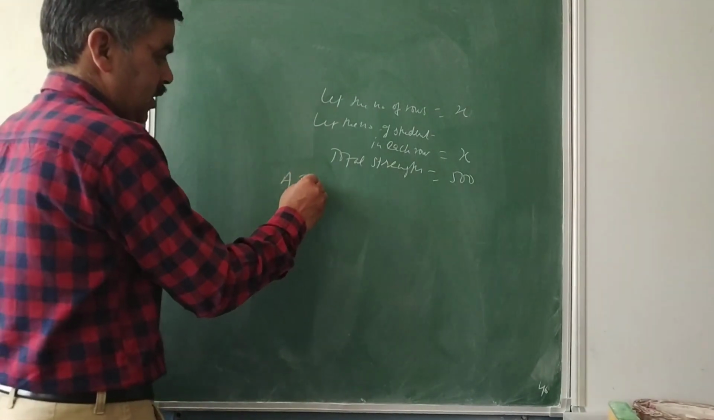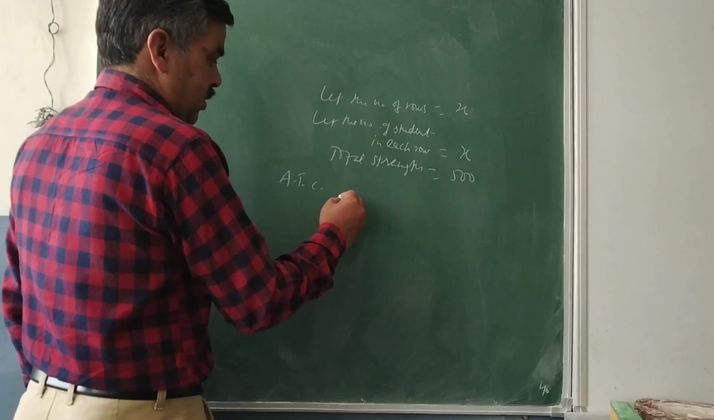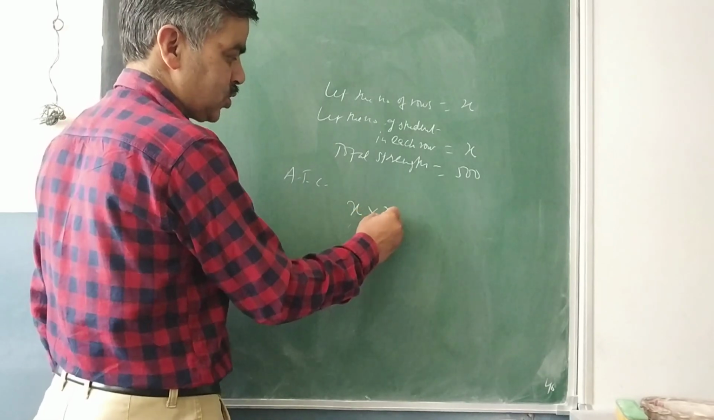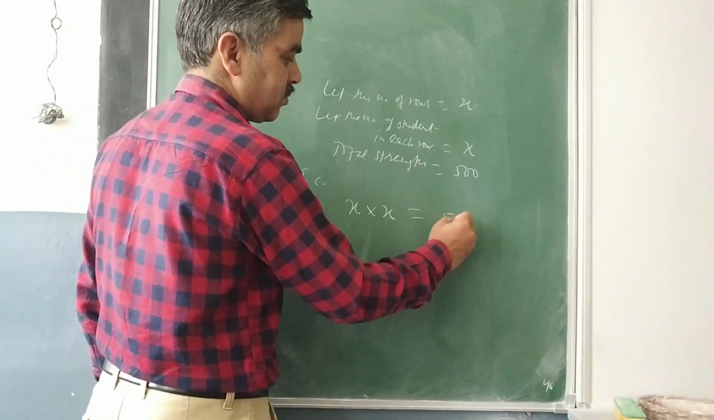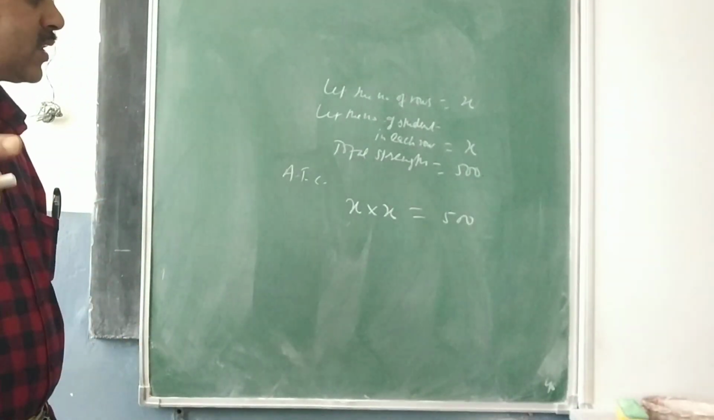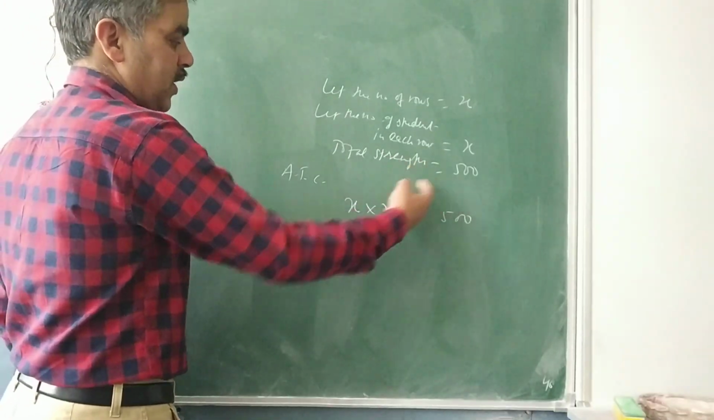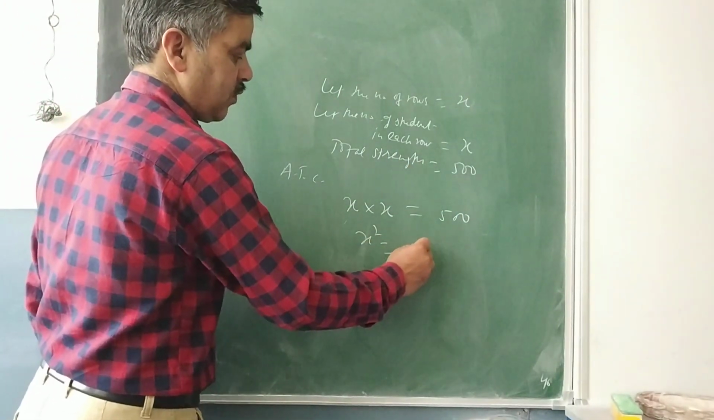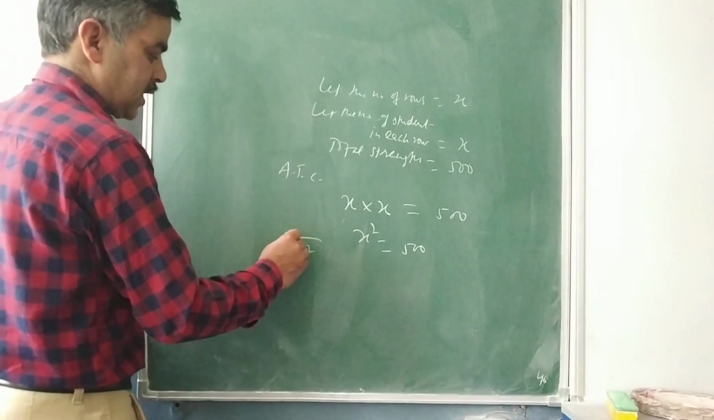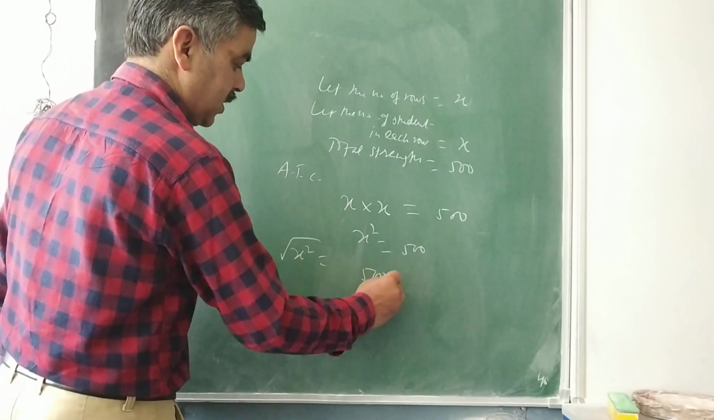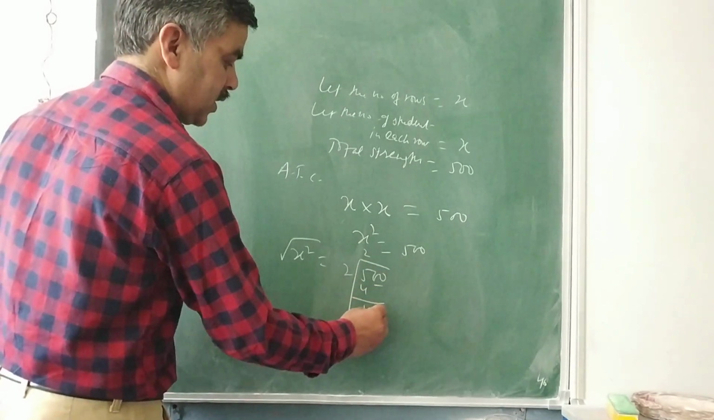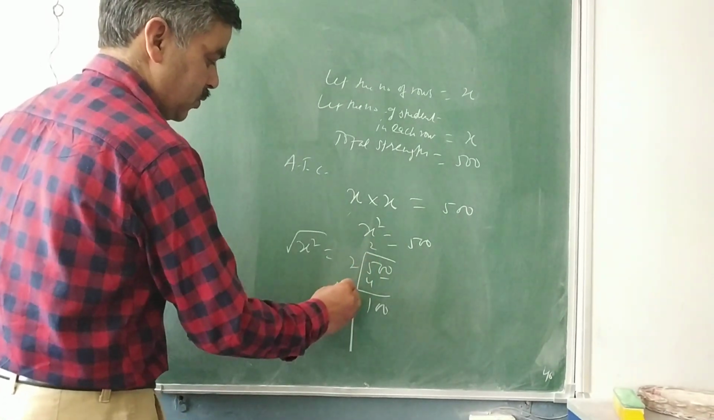According to the condition, the number of rows and the number of students standing in each row, that is x into x, will give me the total strength 500. So x into x, that is x square, is equal to 500. Now again what I need to do is take the square root of both the sides. X square is equal to 500. So when you go for this, 2 2s are 4. 5 minus 4 is 1, and here it is 100. So double of 2 is 4.